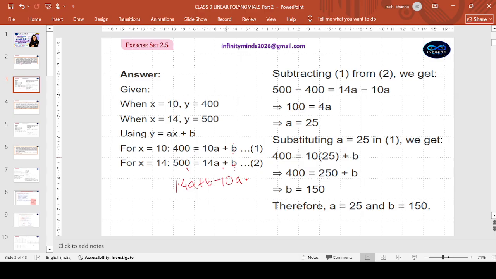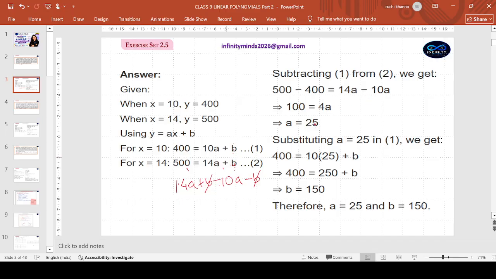From which you subtract 10a and you also subtract b. So the b is cancelling. It is 14a minus 10a which is left, which is 4a. Single a will be 25. One of the variables you will be able to get rid of. Ultimately, the equation will come into a single variable only, which you have learnt.